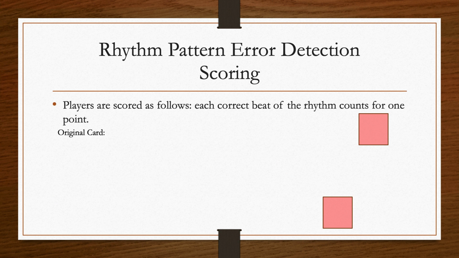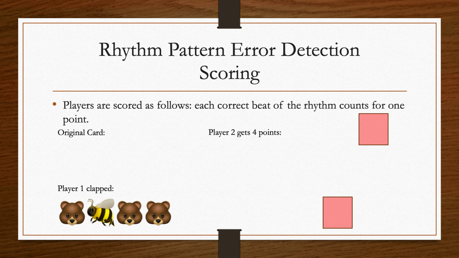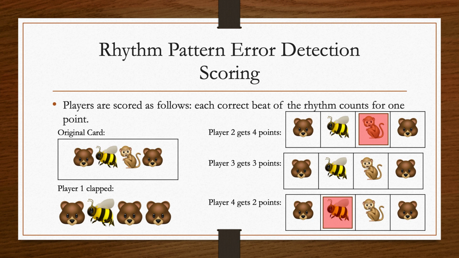Each player is scored as follows. Each correct beat of the rhythm counts for 1 point. So if the original card is bear, bumblebee, monkey, bear, but player 1 clapped bear, bumblebee, bear, bear, player 2 would get 4 points because they correctly identified which error the performer made and did not indicate any other errors. Player 3 would get 3 points because out of the 4 beats, they only missed one of them.